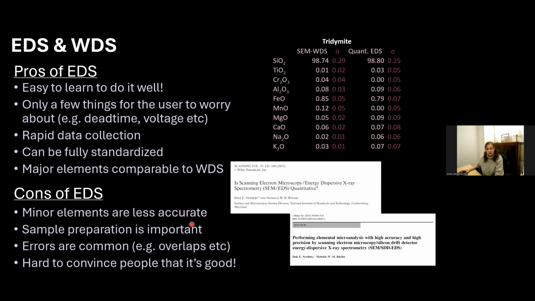The downside of EDS is that typically your minor elements are going to be less accurate than WDS, and that sample preparation is really, really important. Having good sample geometry, having that really good flat surface is key, or at least being aware that if you do have something with topography, you're not going to be able to measure the entire sample. There are errors that are common in EDS, and that's going to be element overlap, so it does require a little bit of human intervention sometimes to unscramble those.